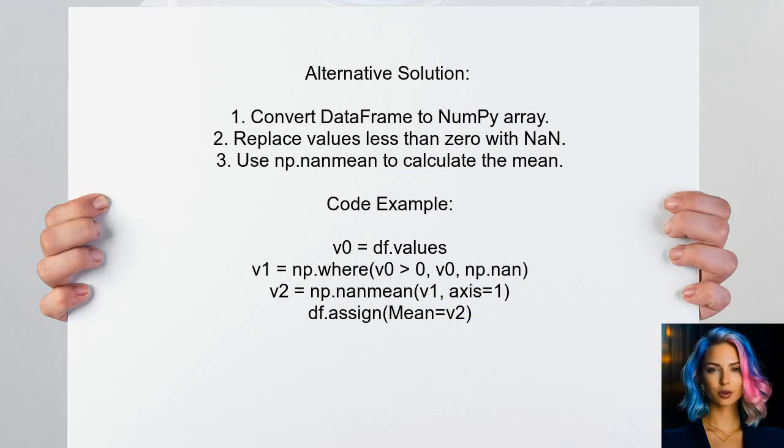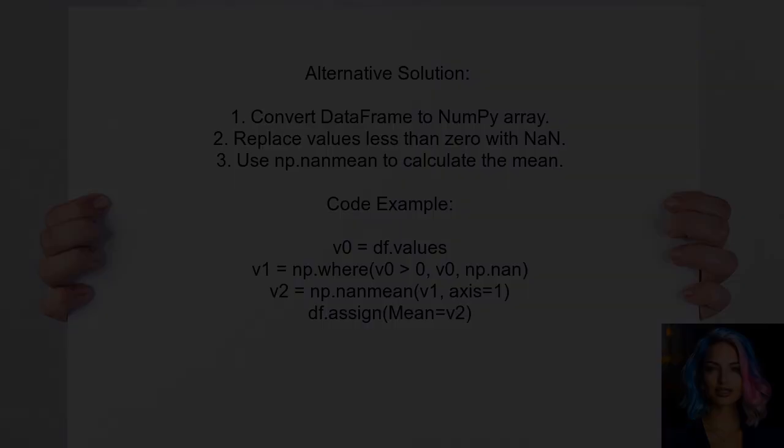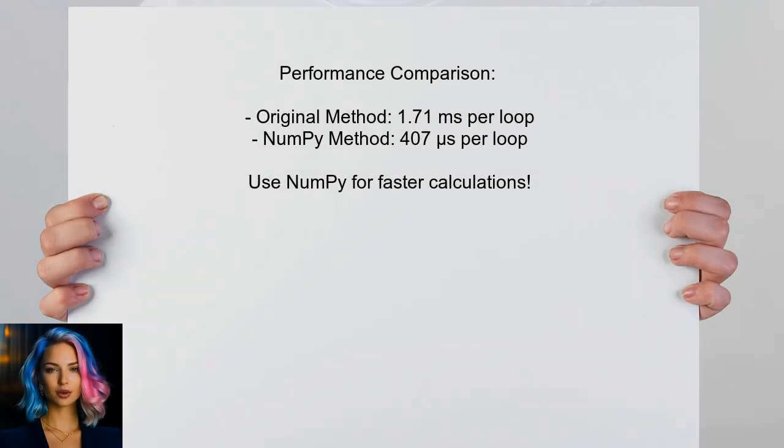An alternative approach provided by another user involves using NumPy for efficiency. They suggest converting the data frame to a NumPy array and replacing values less than 0 with NaN. Then you can calculate the mean while ignoring NaN values. This method is not as concise as the previous one, but it offers improved performance. The user provides timing comparisons showing that their approach is significantly faster.